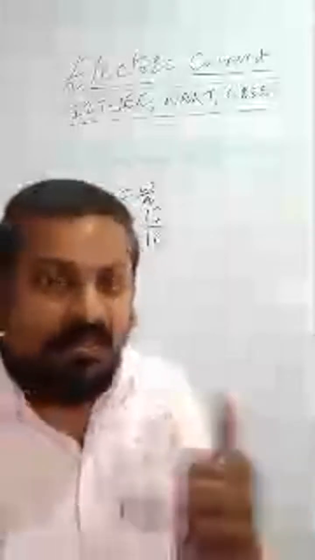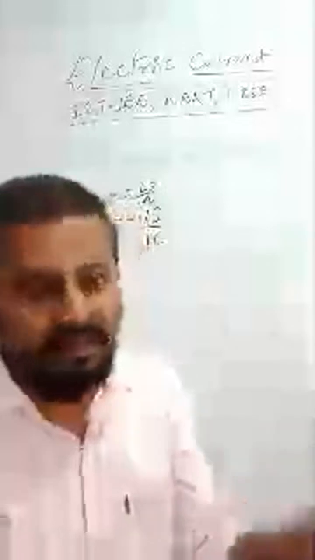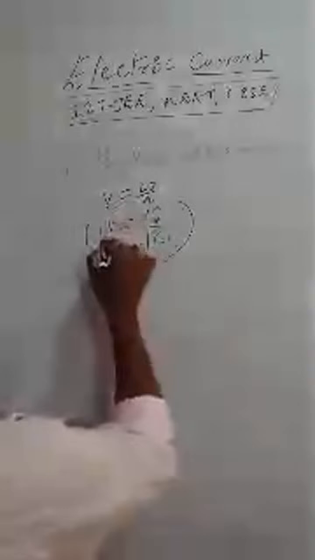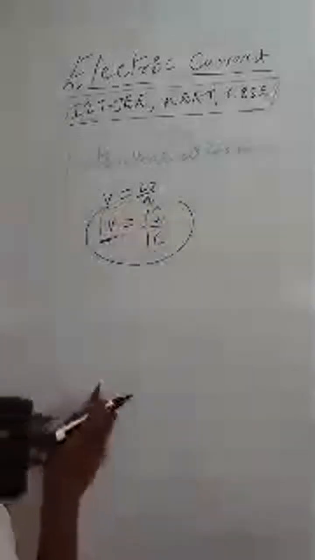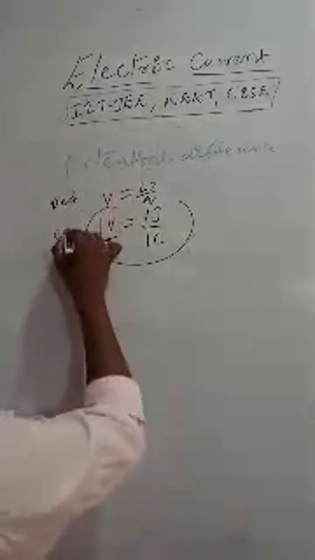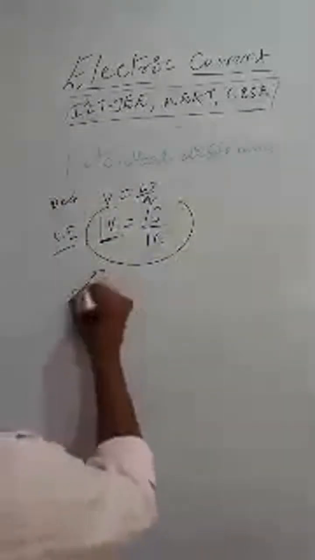Once again, 1 volt is defined as 1 joule of work done to bring 1 coulomb of charge from one point to another point. That is nothing but potential difference. So 1 volt equals 1 joule per 1 coulomb. Clear? That is the definition of potential difference and its SI unit. Now we can consider one more point, the electrical potential.